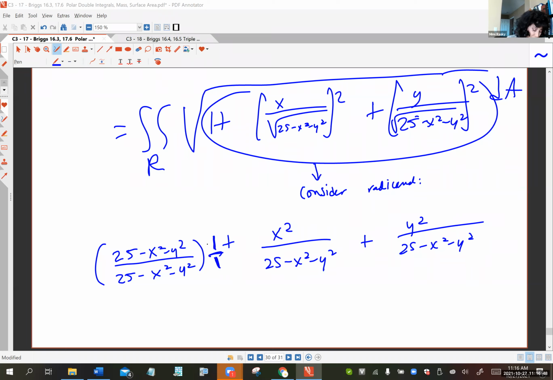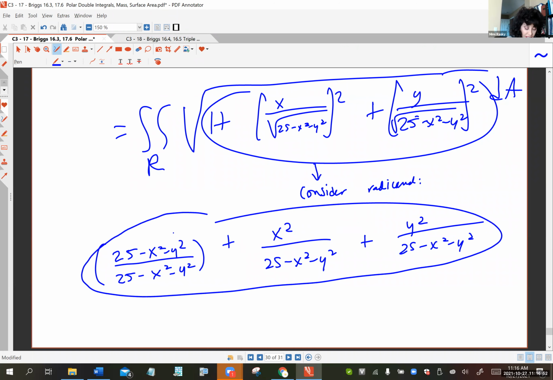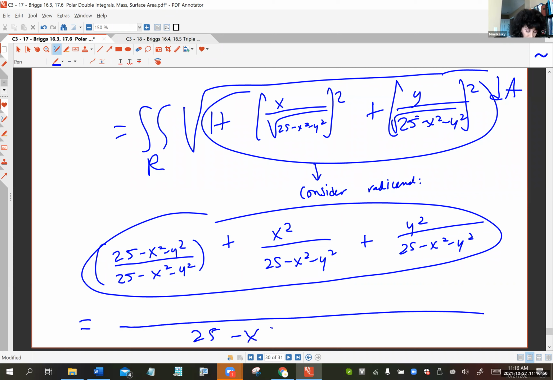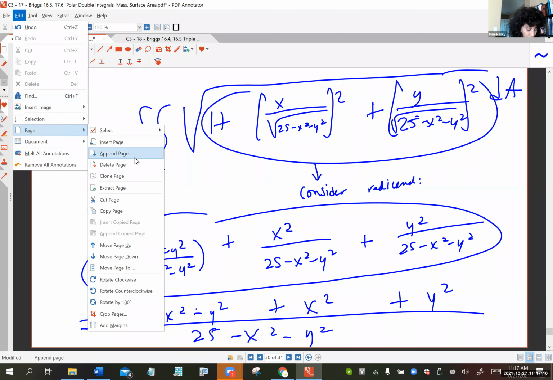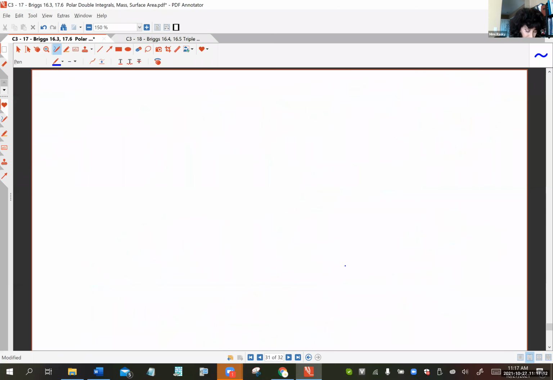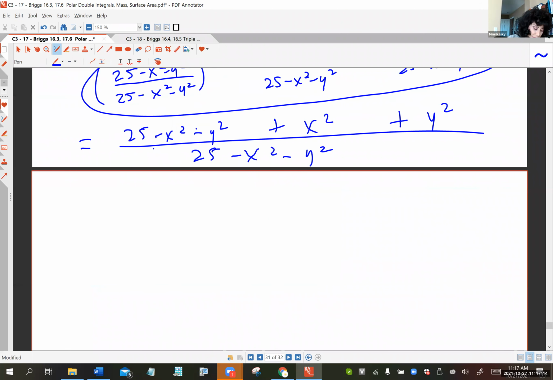Okay, then what? Well, all three of these fractions have a common denominator. So that means you can write all three of them with one denominator, and then just take the sum of all the numerators. Okay, and then you see what happens that's kind of nice? We're hoping it cleans up a bit. The x squared, y squared terms cancel, and we're left with just this.